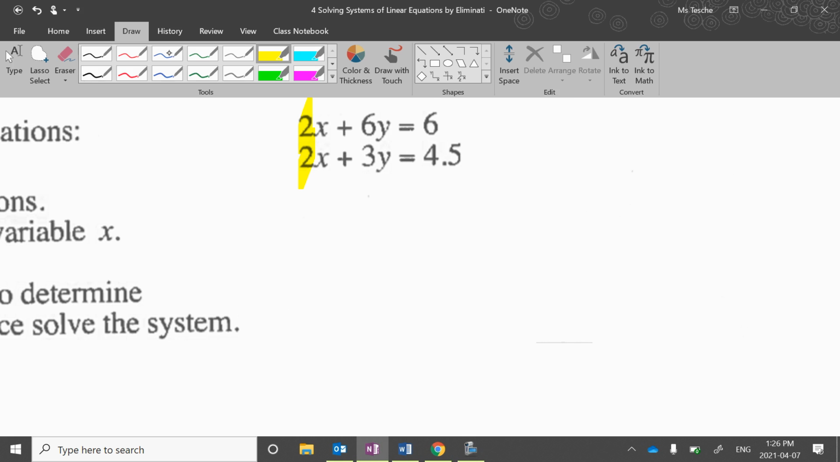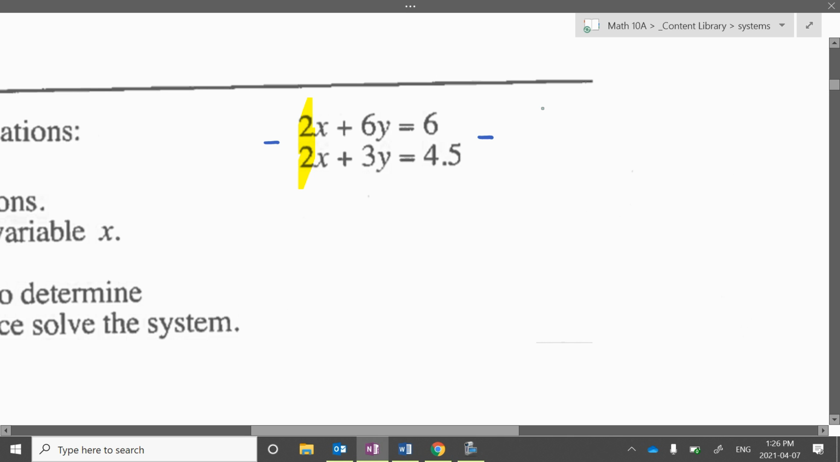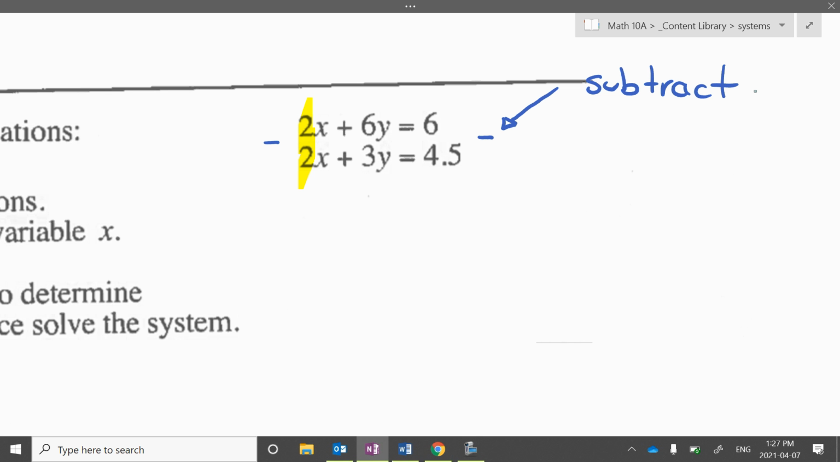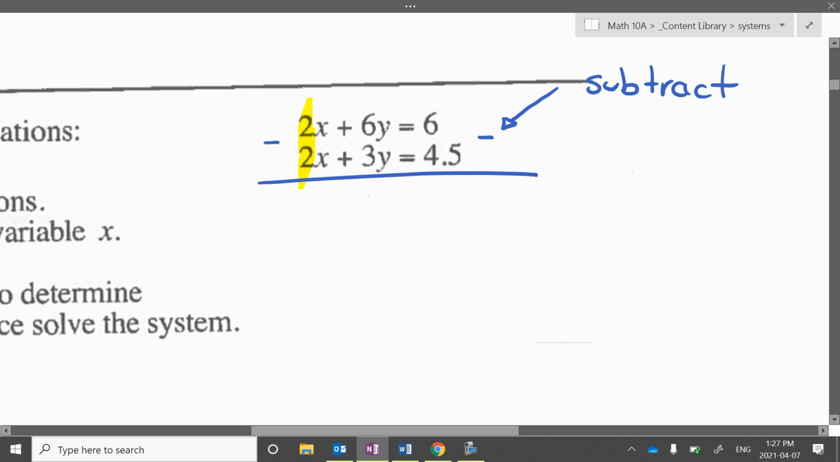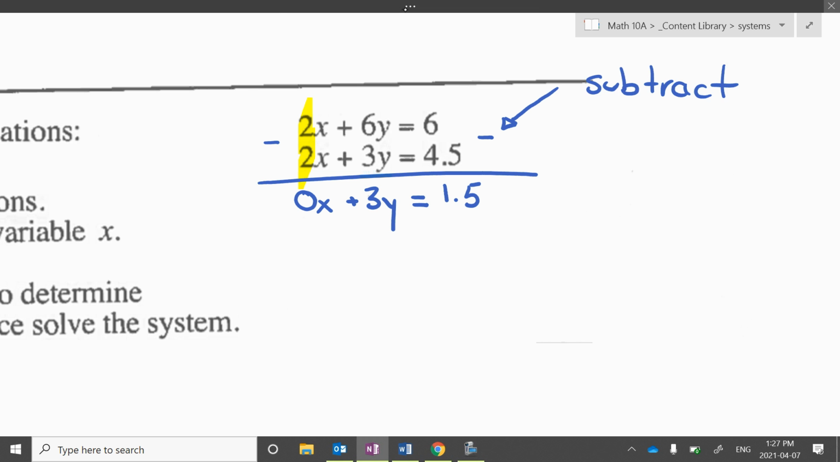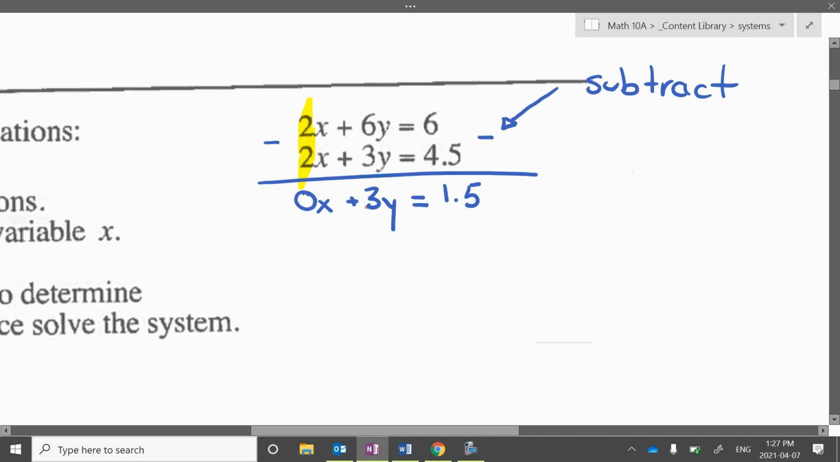In this case, I want to subtract my equations. Why do I want to subtract this time instead of add? Good, so it goes to 0. If I was to add them, I'd end up with 4 x's, and that's not very helpful, right? You want to do what's the helpful option. So if I subtract both sides, 2x minus 2x leaves me with 0 x's. What's 6 minus 3? 3. So plus 3y. What's 6 minus 4.5? 1.5. Now I got to get rid of that 3, so I'm going to divide both sides by 3.